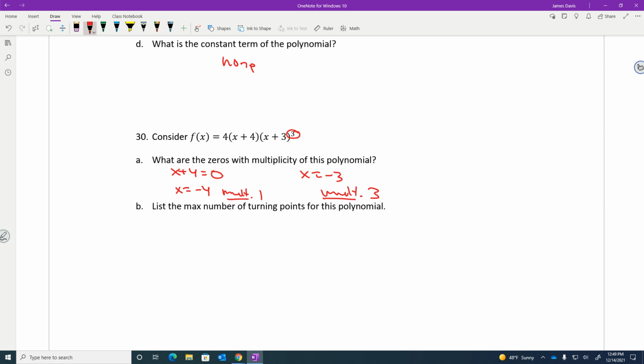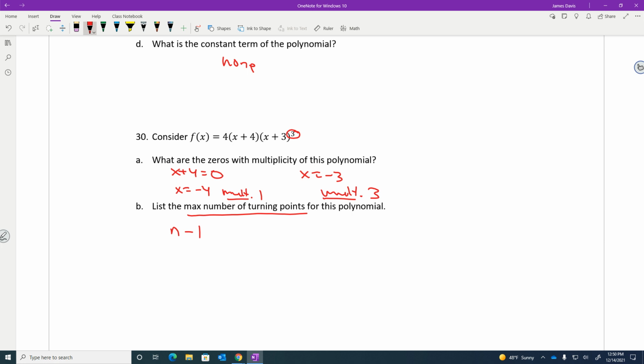You may not remember this one, max number of turning points. Anybody remember how you find that? Yeah? Yeah, it was 1 less than the degree. So the max number was this little equation n minus 1, where n is the degree of the polynomial.